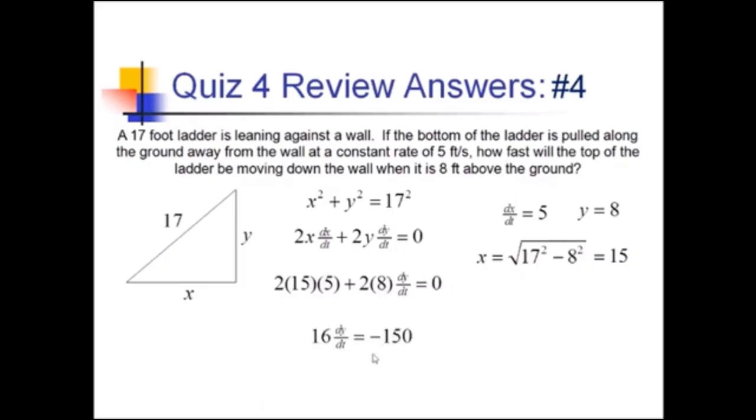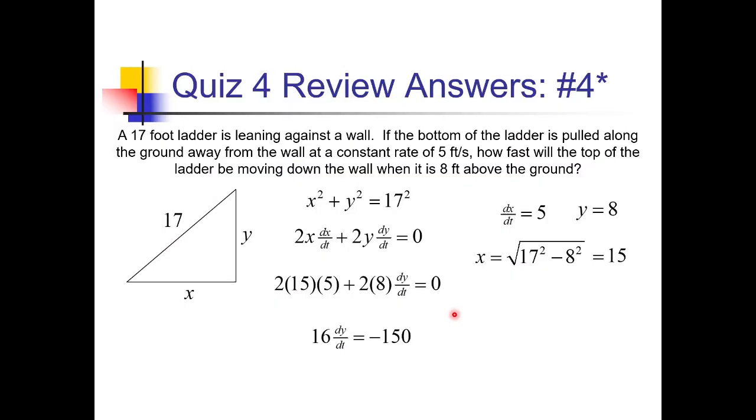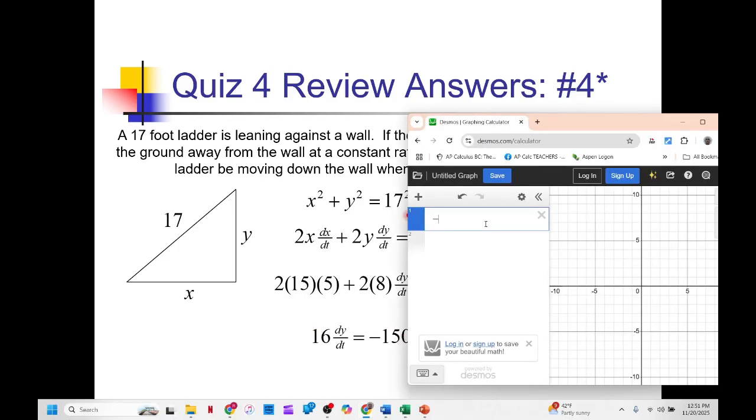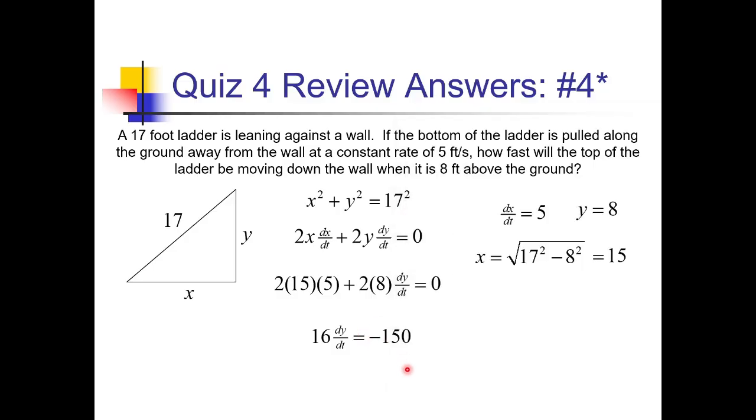Dividing both sides by 16, let me see what the calculator gives me for that. And then let's just divide both sides by 16 to get our final answer. So we've got negative 150 divided by 16 coming out to negative 9.375, and that is going to be in units of feet per second.